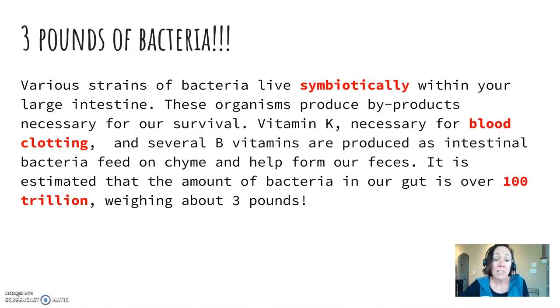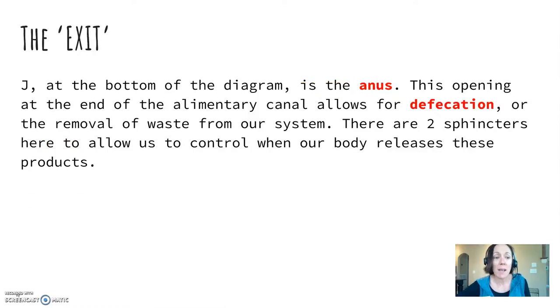You've got various strains of bacteria living symbiotically within the large intestine. I know you've heard of E. coli, and some people think that's a bad thing, but E. coli is just one of many different types of bacteria that are necessary for your survival. Vitamin K is necessary for blood clotting, and several other B vitamins that you need are produced as these intestinal bacteria feed on chyme and help form our feces. It's estimated that there are about 100 trillion bacteria in our gut, and that the bacteria that live within us weigh about 3 pounds.